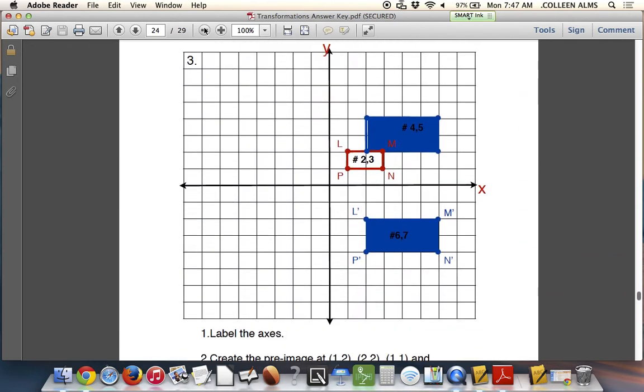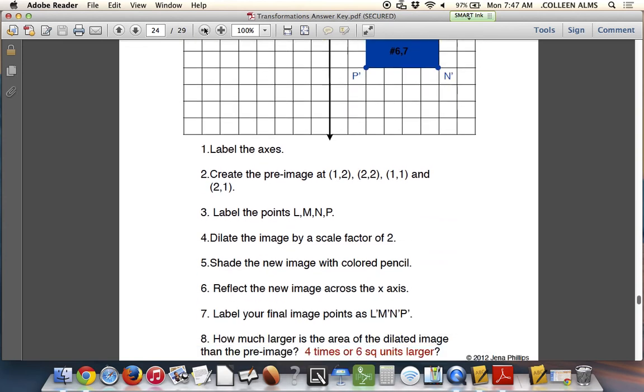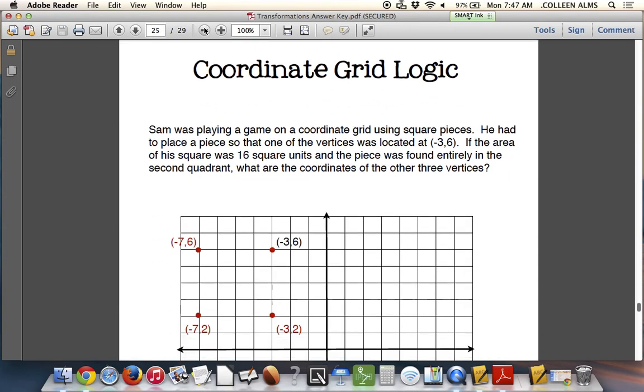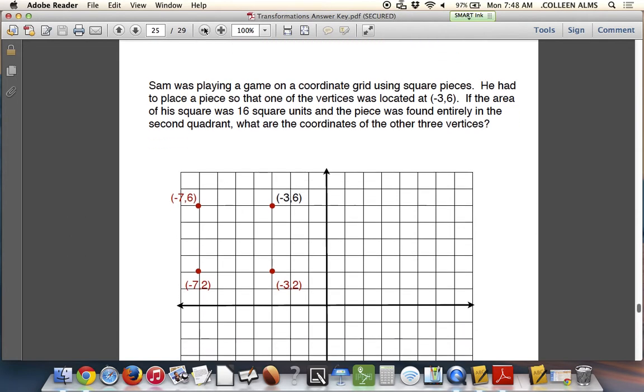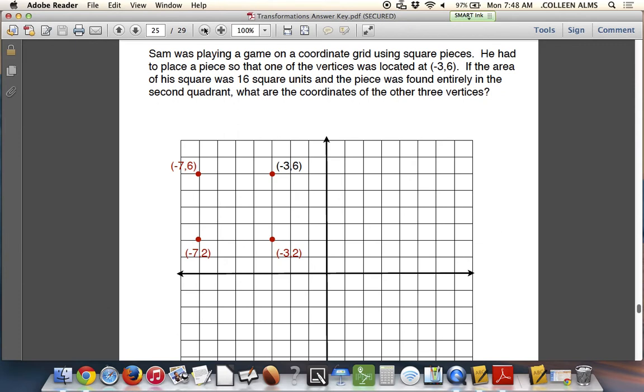So the pre-image, obviously you dilated and then reflected. Remember that I asked you for the remaining ones for the grid logic, you could do Sam, you could do any of them. Obviously, here's Sam was playing a game. And what are the coordinates of the other 3 vertices? So obviously, those are the other 3 vertices.